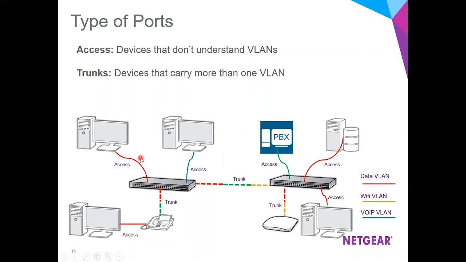And PVIDs are related to the incoming traffic. When this computer sends a packet to this switch, in which VLAN will this computer belong? Because you will not configure any VLAN setting in the computer. You just plug it in and it's automatically assigned to a VLAN. So how does it work? The way it works is that the switch assigns the port's related PVID.